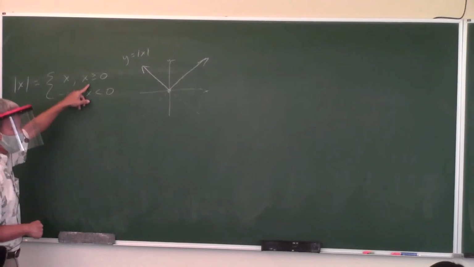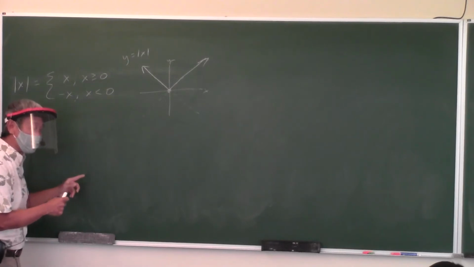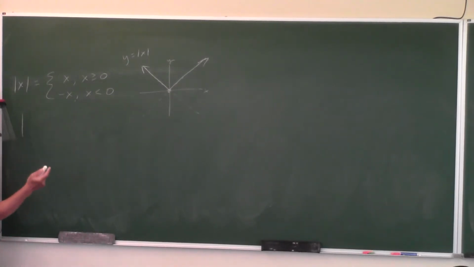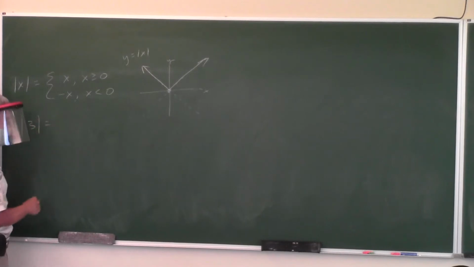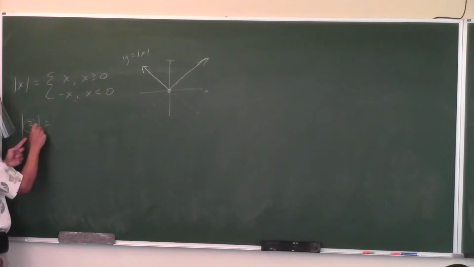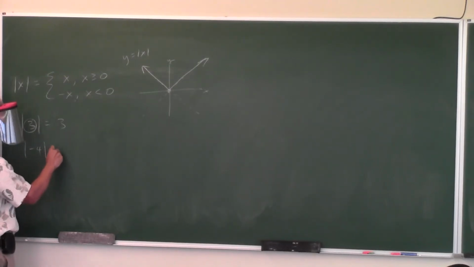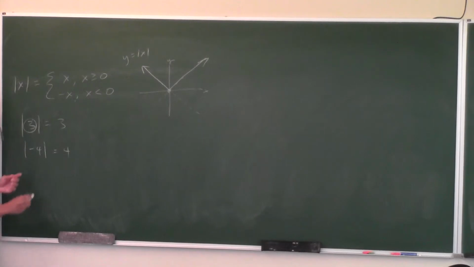Okay, look, if the inside is positive, leave it alone. If the inside is negative, you negate it. So let me show you how this works. What is the absolute value of 3? Okay, you guys know it's 3, but why? Because if the inside is positive, you just leave it alone. That's why it works. What is the absolute value of negative 4? It's 4, but why? Because if the inside is negative, you negate it. The opposite of negative 4 is positive 4.